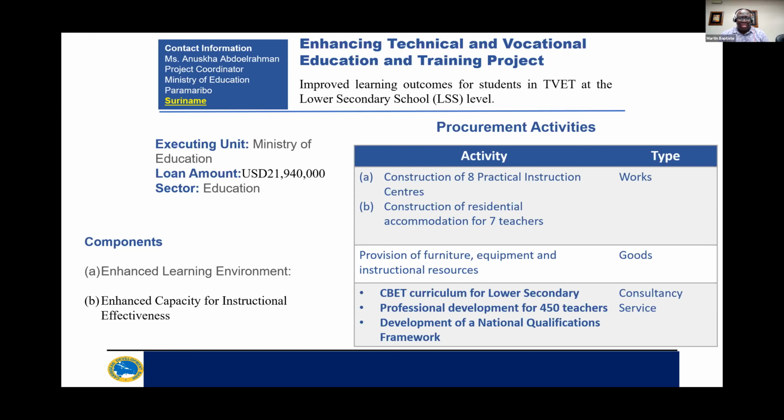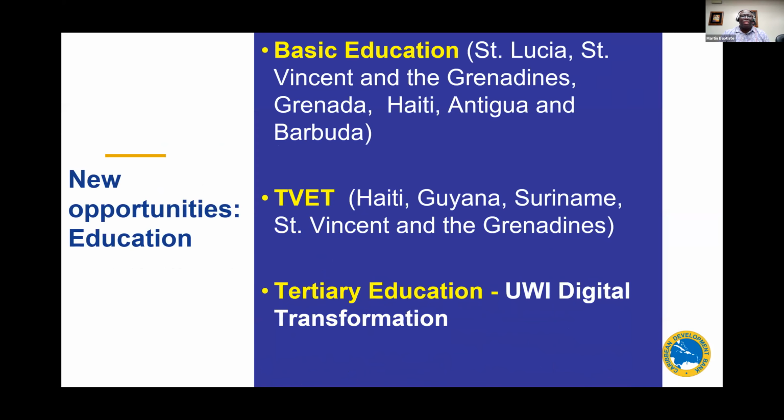And as Doug mentioned earlier, those would be advertised on our website as necessary and UNDB, so you are able to indicate your interest in supporting those. New opportunities, again, a few projects that we have approved last year and some that we are in the process of approving this year. So basic education: St. Lucia, St. Vincent, Haiti, Antigua and Barbuda.